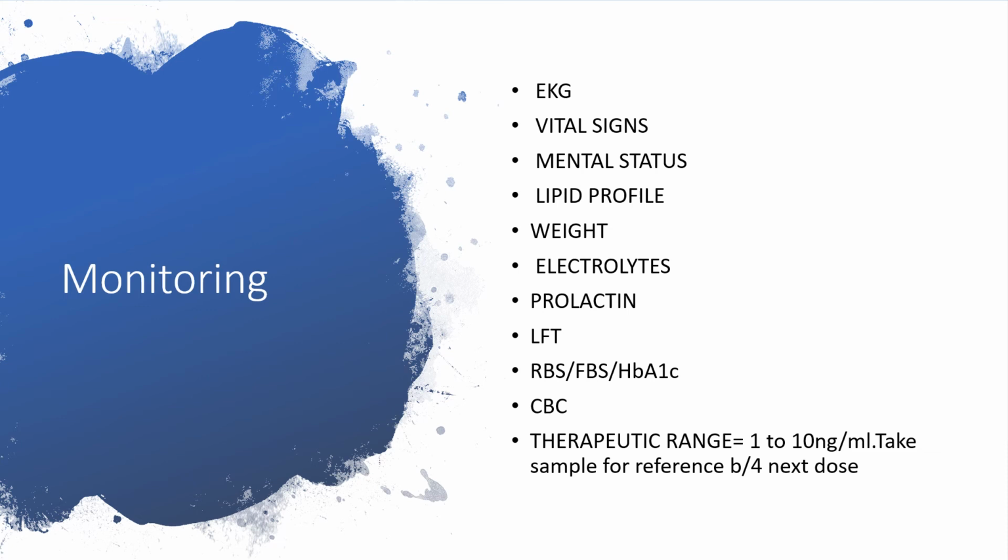Complete blood count because of leukopenia, neutropenia, and therapeutic range should be determined because it should be between 1 to 10 nanogram per ml. And we have to take the sample for that before the next dose.